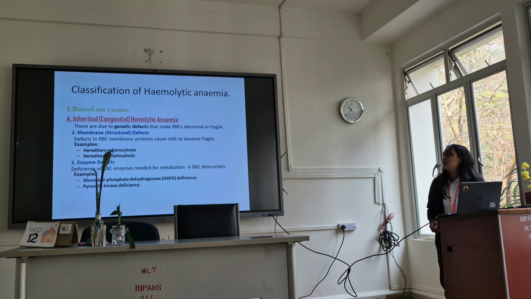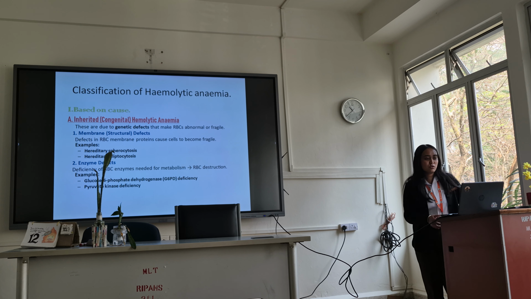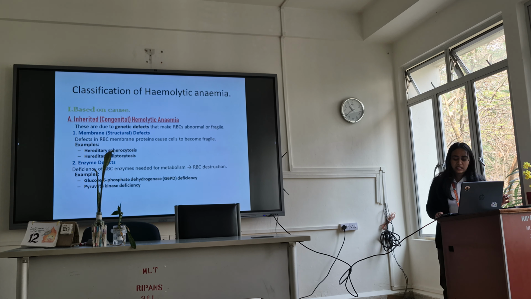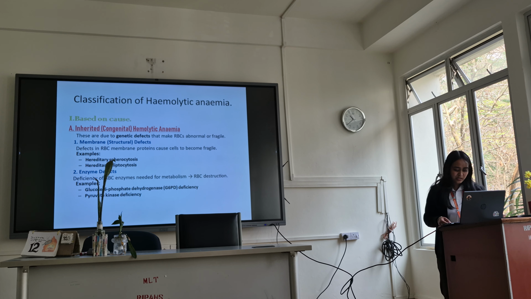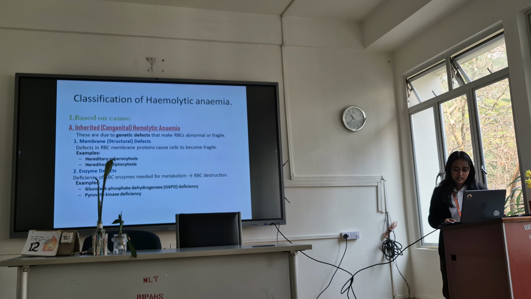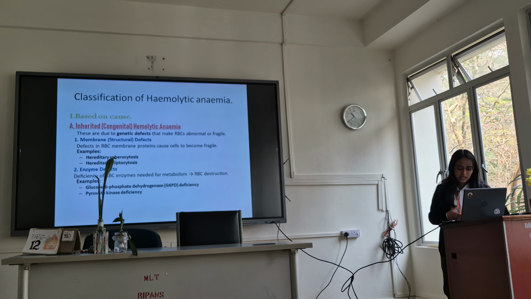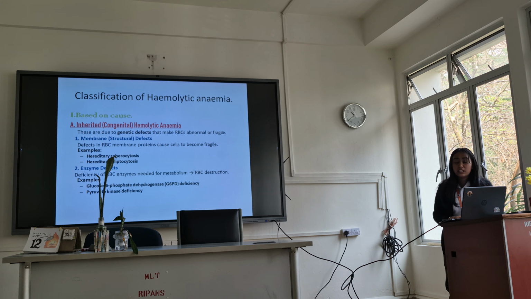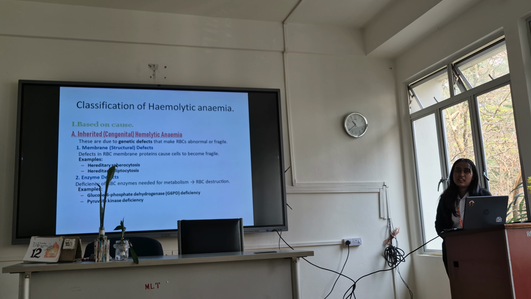The third one is hemoglobinopathies, which are disorders of hemoglobin. It is an inherited disorder caused by genetic defects in hemoglobin. Hemoglobin is the protein inside red blood cells that carries oxygen. If its structure or production is abnormal, RBCs become weak and are destroyed early, leading to hemolytic anemia. Examples include sickle cell anemia and thalassemia.